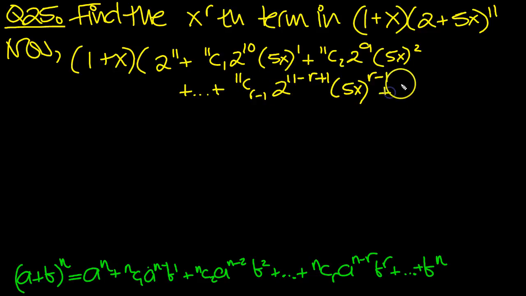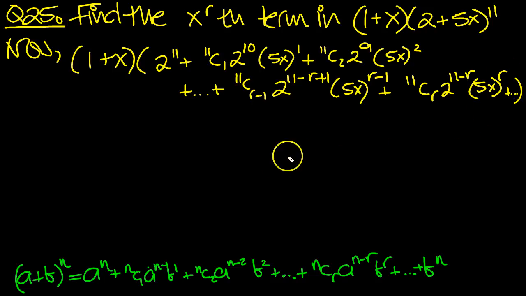Now we need to add the rth term, so that's a bit easier. 11cr, 2 to the 11 minus r, 5x to the r, and then close bracket. So that's what we got then. So we can see that that was 11cr, 2 to the 11 minus r, the second term 5x to the r in a bracket, more than one single object, so put a bracket around it.